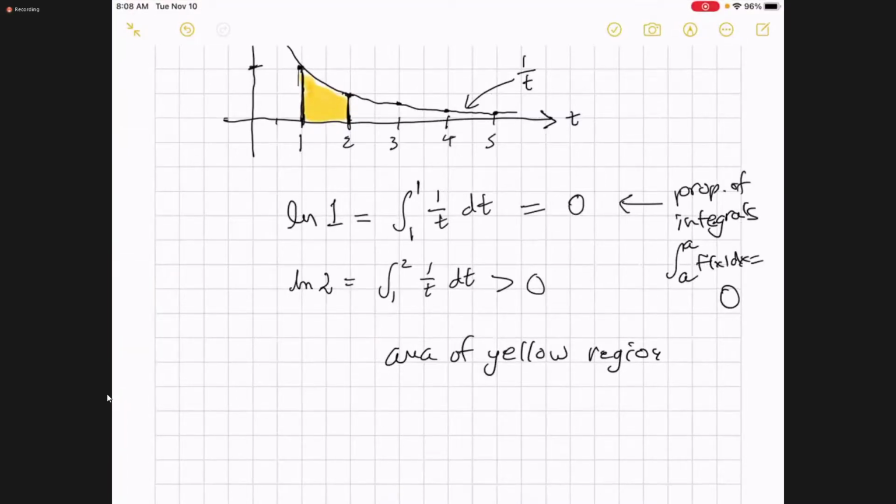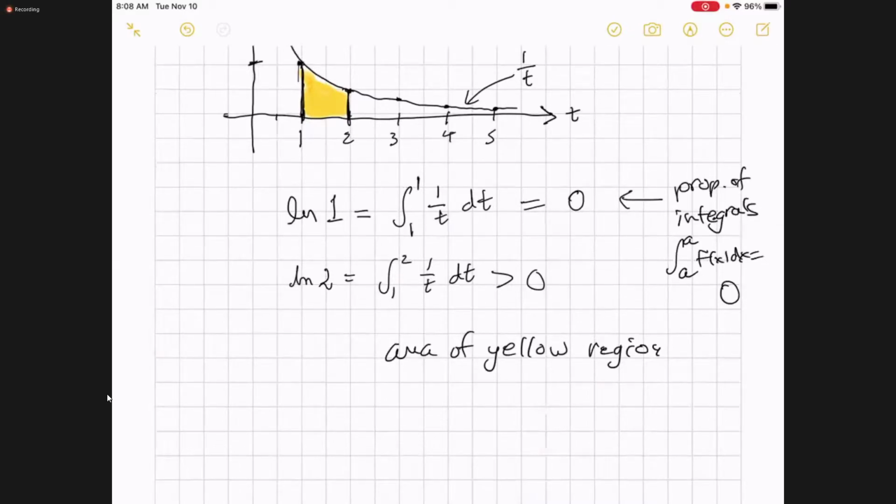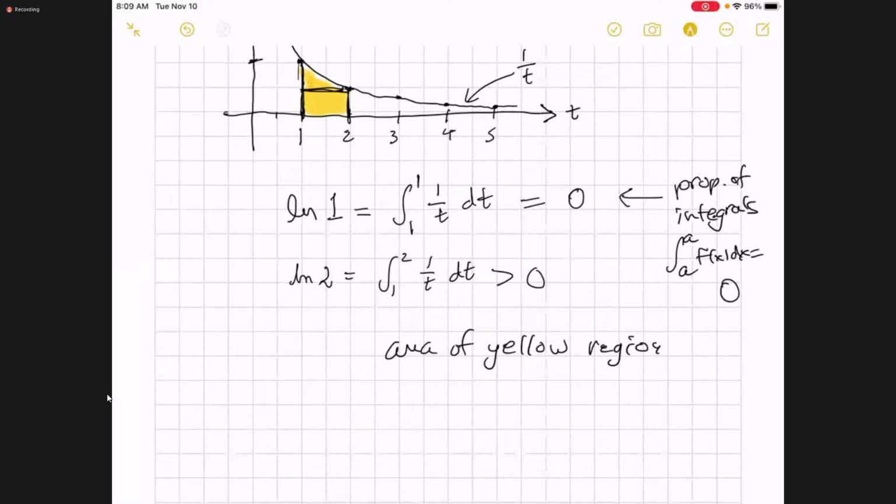Well, let's see. How could I get an approximation? Well, there are lots of ways. A Riemann sum would do it for sure. But let's just do something crude here. The yellow region contains this rectangle I just drew. And this vertex right there has coordinates 2, 1/2. What's the area of that rectangle?